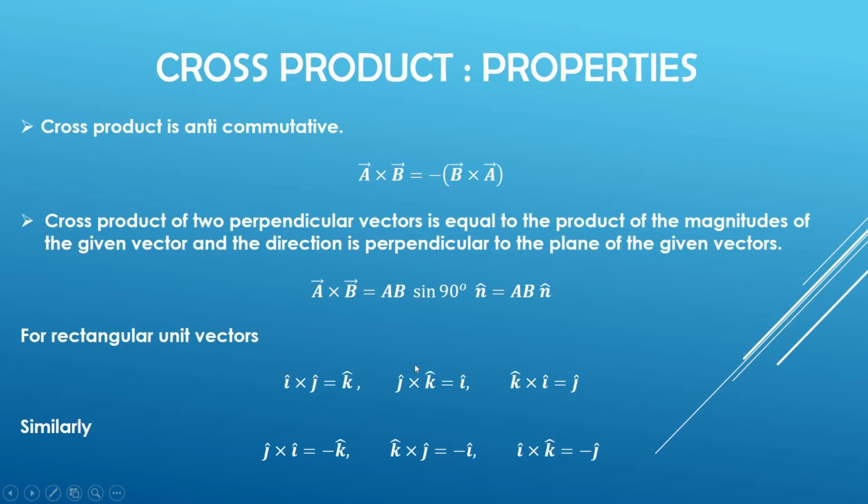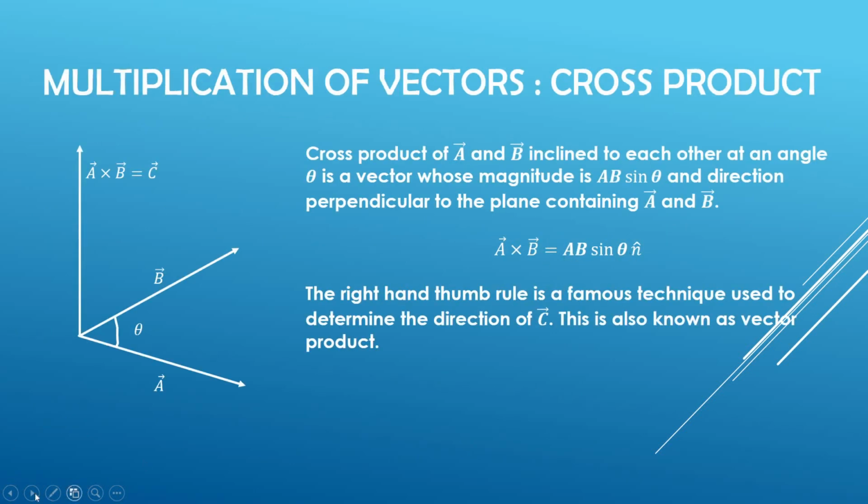Now this cross product has some properties. For example, it is anti-commutative. What do I mean by anti-commutative? A vector cross B vector equals minus of B vector cross A vector. How does this minus come? If we consider A vector cross B vector, then this is AB sine theta n cap.